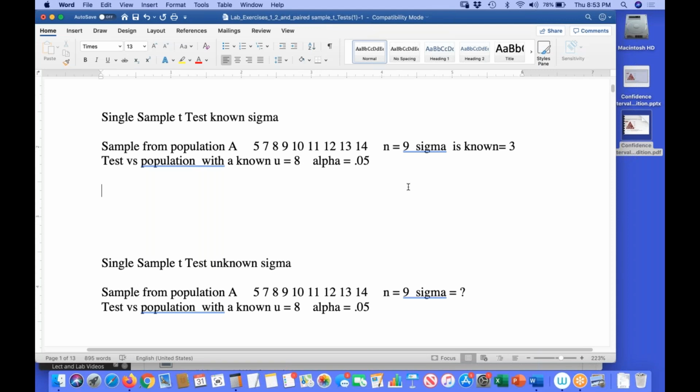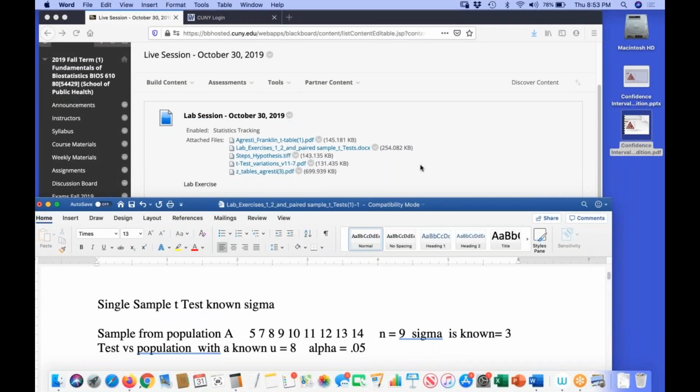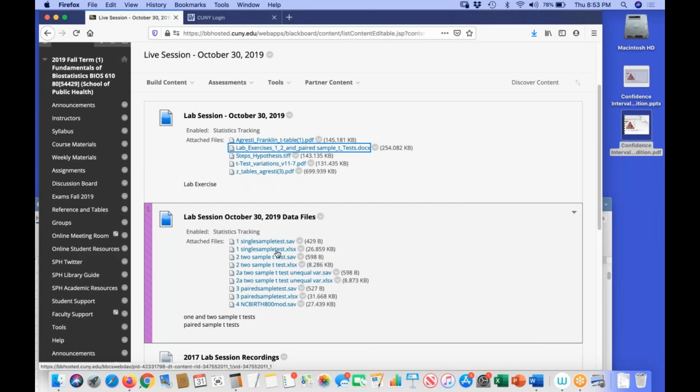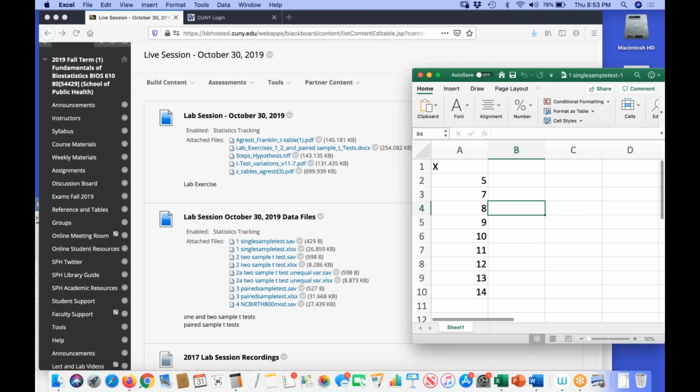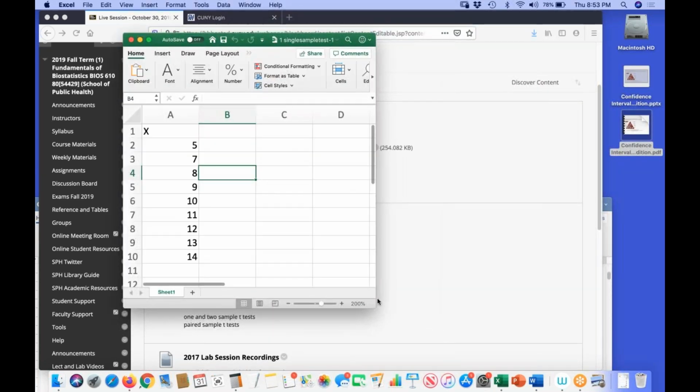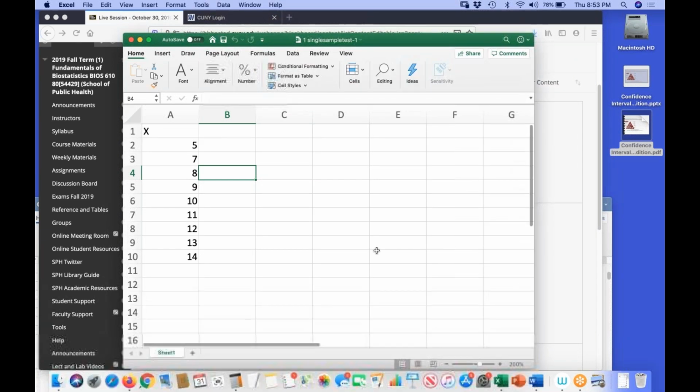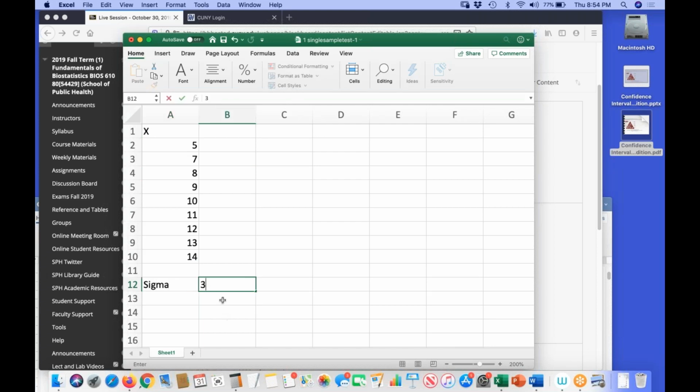Okay, let me see, how am I going to do this? I am going to take these numbers and open them in Excel. And in fact, I have them in Excel, I think. And here they are in Excel. Okay, so those are the same numbers we just had. That's population A. Population B. Sigma is known to be 3, for both populations. Sigma is equal to 3.